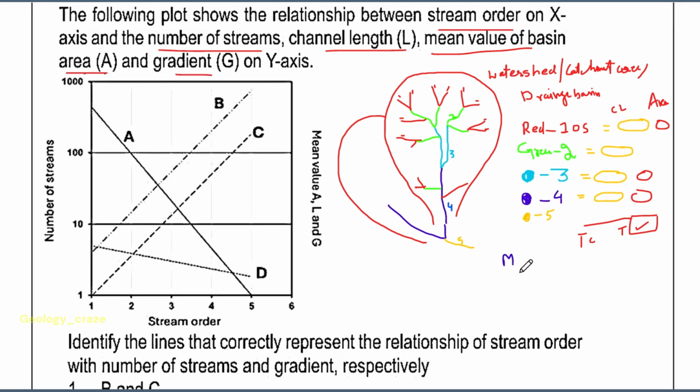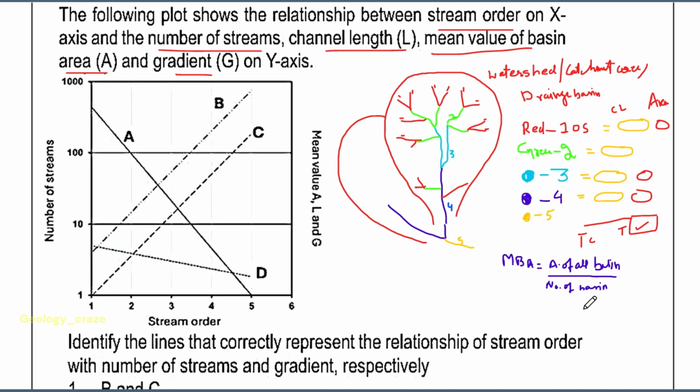Mean basin area has a formula: area of all basins divided by the number of basins. I will explain. Area of all is just the total of all the basins' area. With first order, it means how much is the area of the first order basins, and then the number of basins.